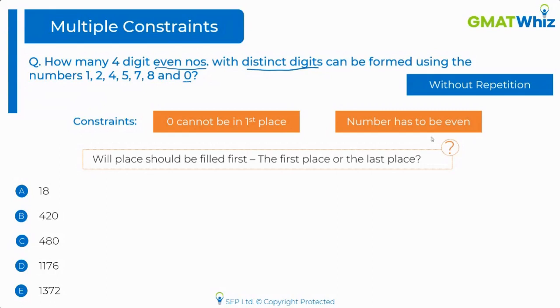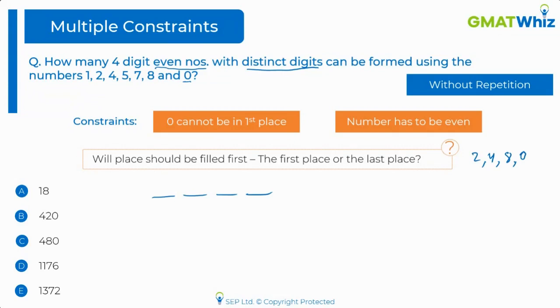Dipanjan, I'll answer your question, but let me first solve the question with case 1. So I'm going to fill the last place first. Let me make 4 spaces. So it has to be an even number. Now, what even digits do I have with me? I have 2, 4, 8, and 0. So I can place any one of them here.